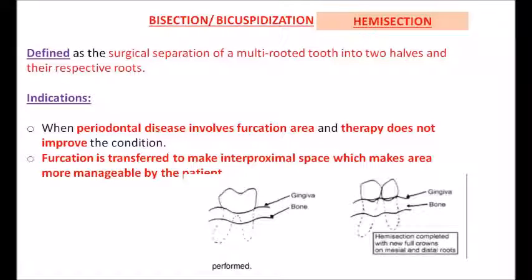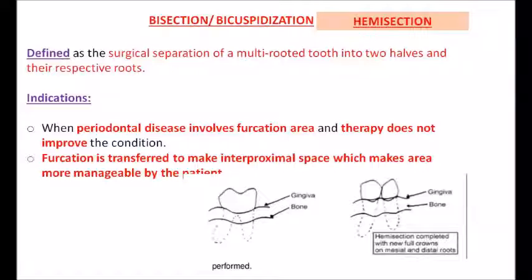One more point we have to remember in this part is bisection and bicuspidization. Bisection or bicuspidization, two similar words, is also known as hemisection. Bisection is defined as the surgical separation of a multi-rooted tooth into two halves and their respective roots. In simple words, as you can see in the picture, one big multi-rooted tooth is cut into two smaller teeth. That is what is called bisection, bicuspidization or hemisection. Hemi means half, so half section.